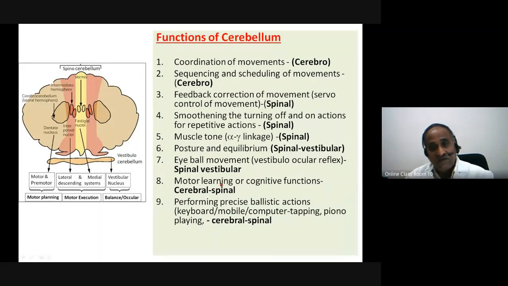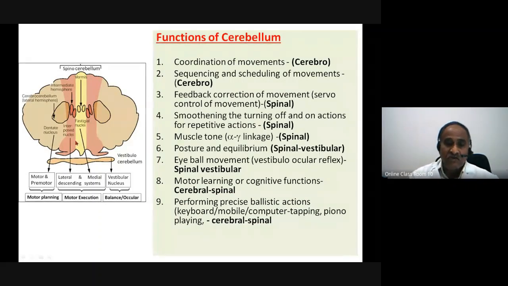Then another aspect: motor learning and cognitive functions, because there are so many things. When we start performing an action, it is so difficult. Now, because of repetitive involvement, as you repeatedly perform this action, it eases out. That is the learning, or plasticity, and also the cognitive function. That means how best you can achieve that particular target. That is the cognitive part of the learning. All of these involve both the cerebral circuits as well as the spinal circuits.